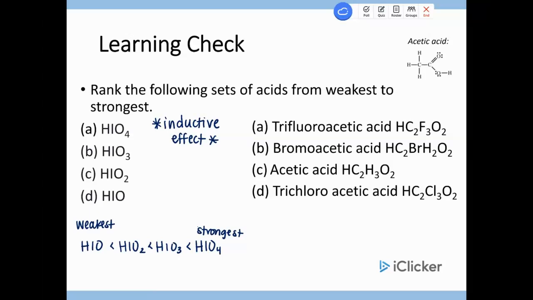So in all of these, except for C, so A, B, and D, a hydrogen, not the acidic hydrogen, one of the hydrogens bonded to carbon, is replaced with an electronegative atom. So again, the inductive effect is relevant here. Having an electronegative atom elsewhere in the molecule increases acidity due to the inductive effect. So the weakest will be acetic acid. I'm just going to write the letters, so C for option C. And then the strongest will have the greatest number of the highest electronegative atoms.